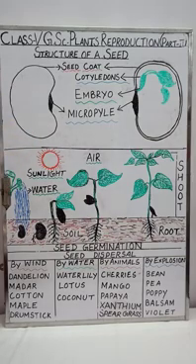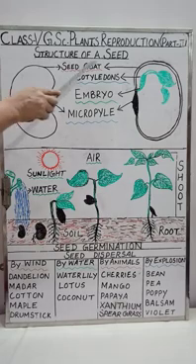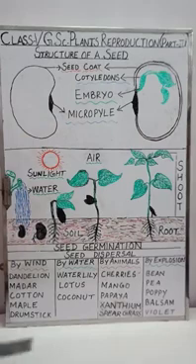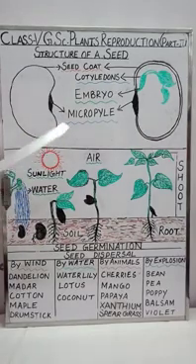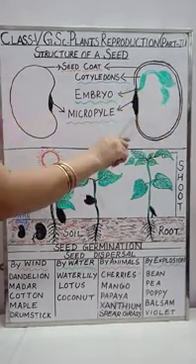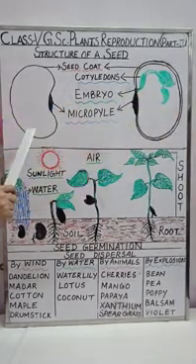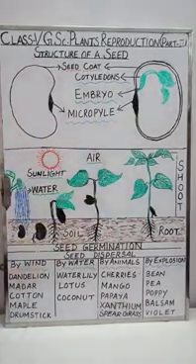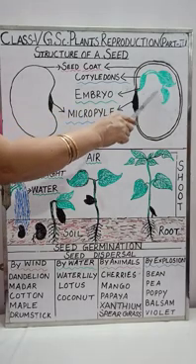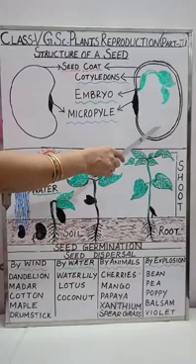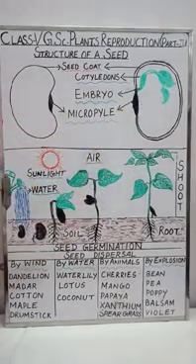A seed has three parts: seed coat, cotyledons and an embryo or a baby plant. You see, this outer hard covering of the seed is known as seed coat. It protects the baby embryo until the seed germinates. Cotyledons lie inside the seed coat. They provide food for the growing embryo.